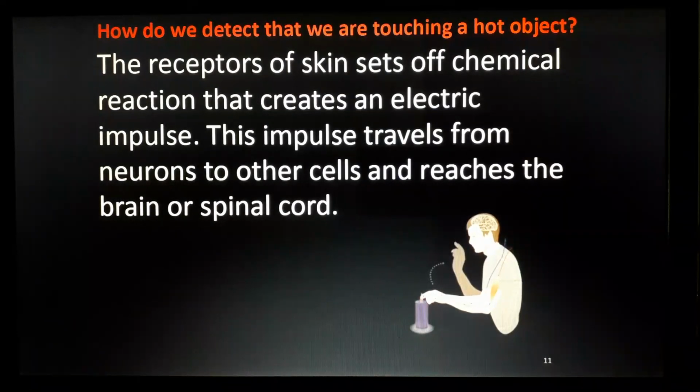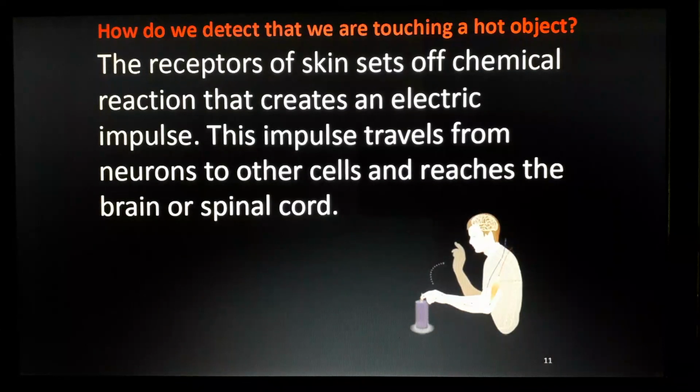Receptors in our skin. If you write receptors in our skin, then also you will get the mark. But the name is thermoreceptors. Okay, leave it. The receptors of the skin set off a chemical reaction that creates an electric impulse.